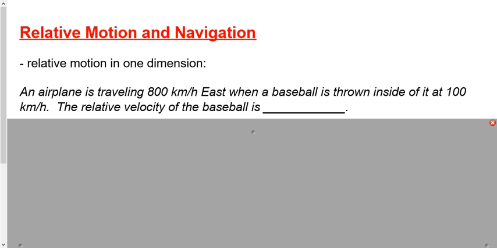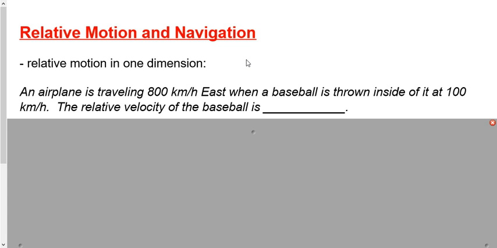If we take the simplest form of relative motion, then the question might look like this. An airplane is traveling 800 kilometers per hour to the east, and a baseball is thrown inside the airplane at 100 kilometers per hour. By the way, I wouldn't suggest you do this. This is enough to probably get you arrested if you throw a baseball at 100 kilometers per hour inside an airplane in the sky. But if you did, what would be the velocity of the baseball, the relative velocity of the baseball? In other words, the velocity relative to the ground.